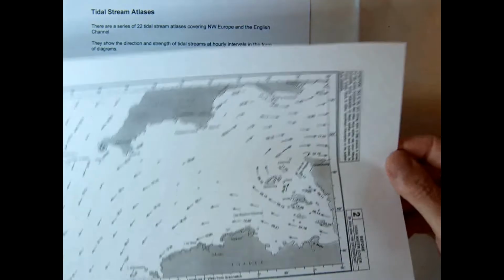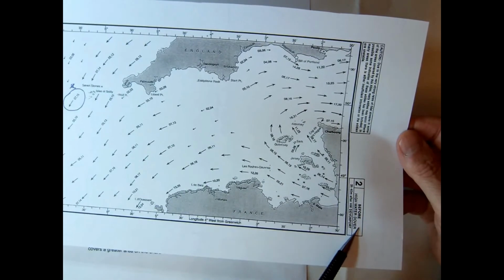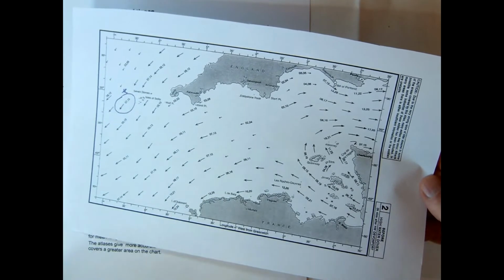So here's an example of one here, and we've got 2 hours before high water. That's near the top right hand corner. You'll see this example as I've shown there, but on ours it's 2 hours before high water. The direction of the arrows clearly indicates the directions in which the tidal streams are setting. So as you can see, the arrows there clearly indicate the direction.